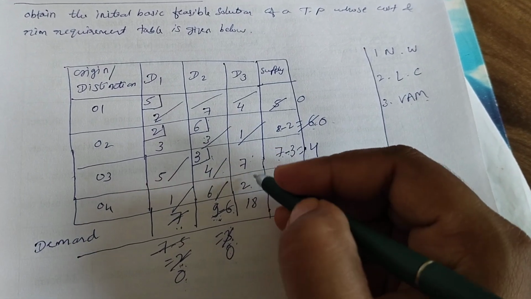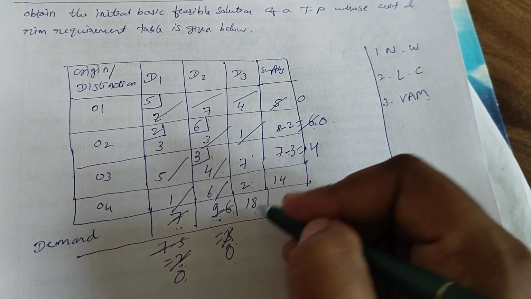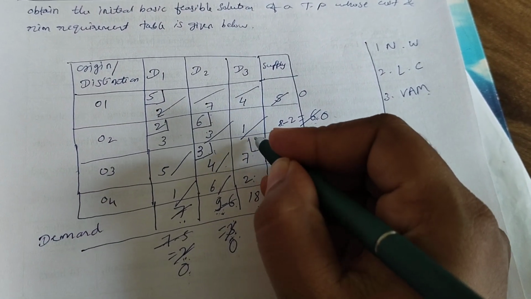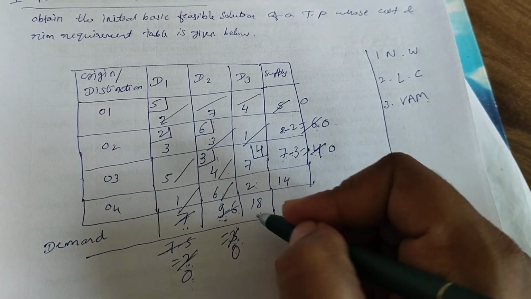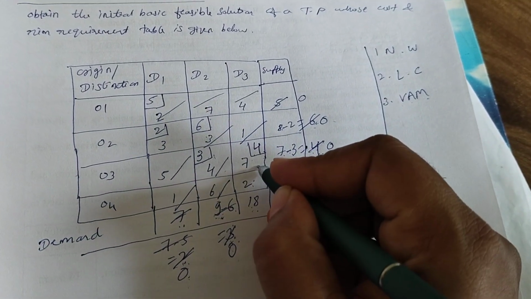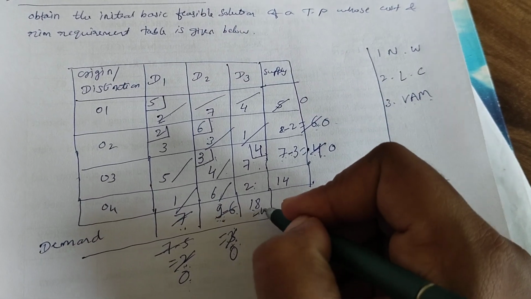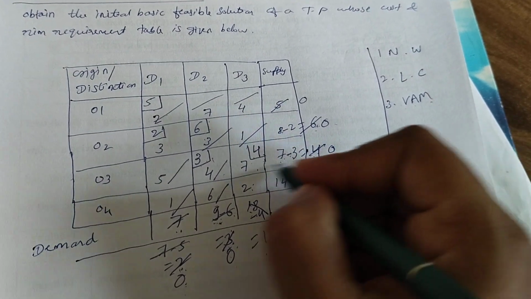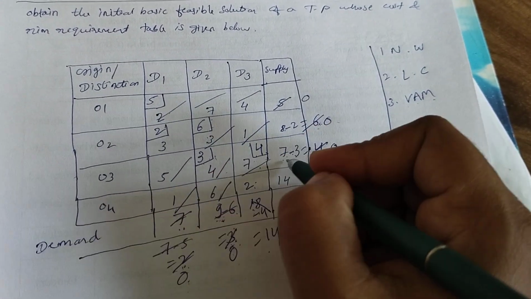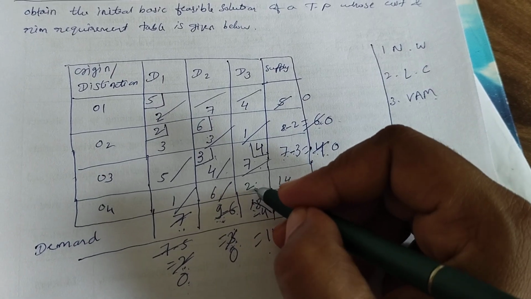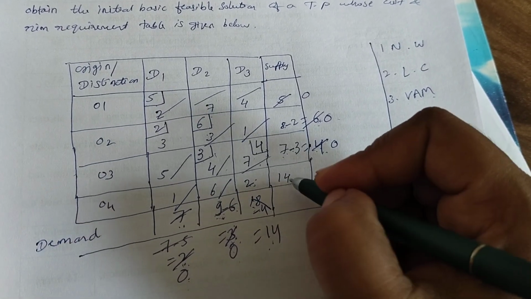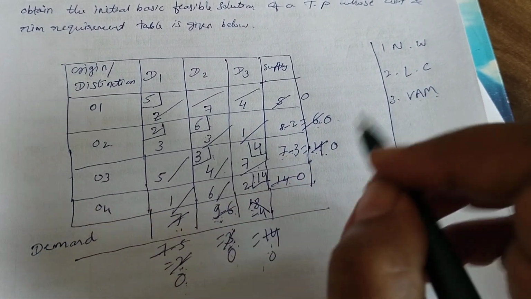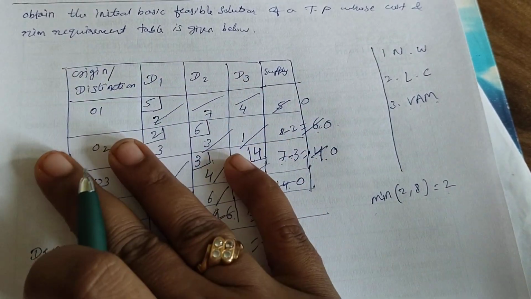Now the leftover cells are 7 and 2. Here the demand is 18 and the supply is 4. The lesser value is 4, so allocate 4 here. Among 18, 4 is fulfilled, so it becomes 18 minus 4, that is 14. Since the row is made 0, delete this row. Now the last leftover is only one cell, 2. Here the demand is 14 and the supply is also 14. So 14 is supplied and the demand of 14 is fulfilled. Nothing is left over now. You have allocated all the cells.